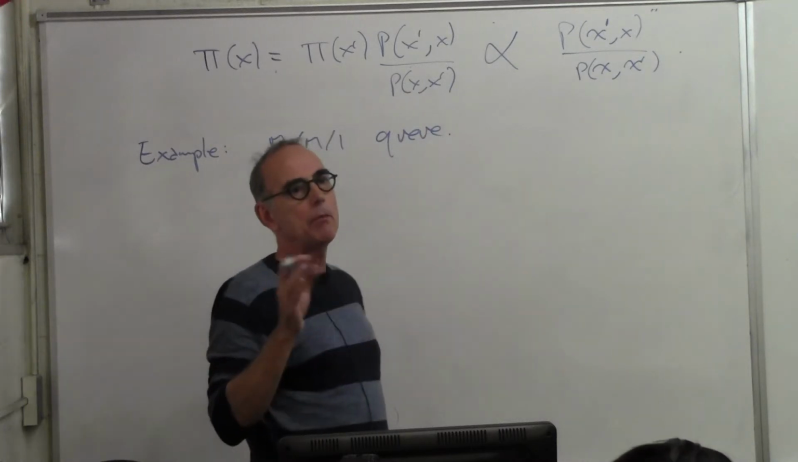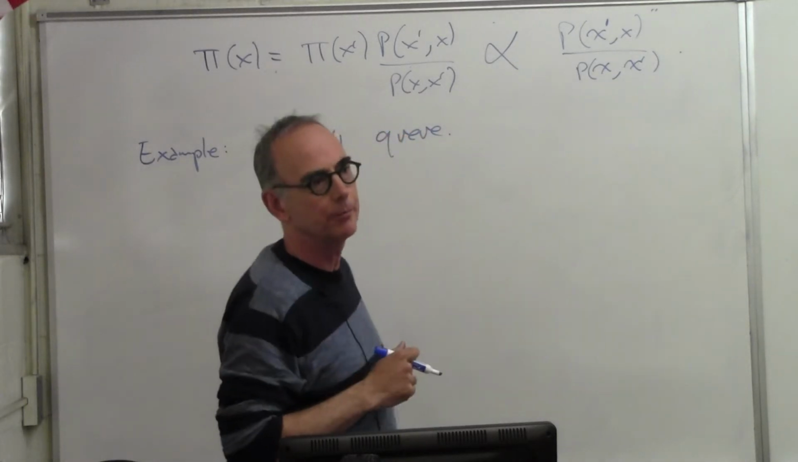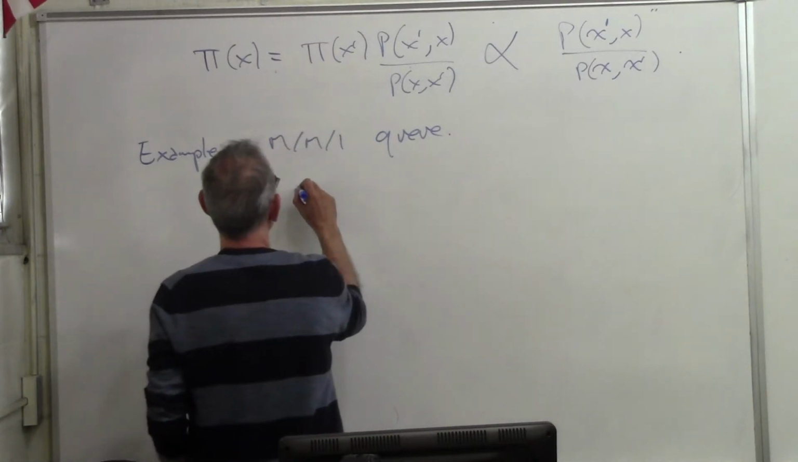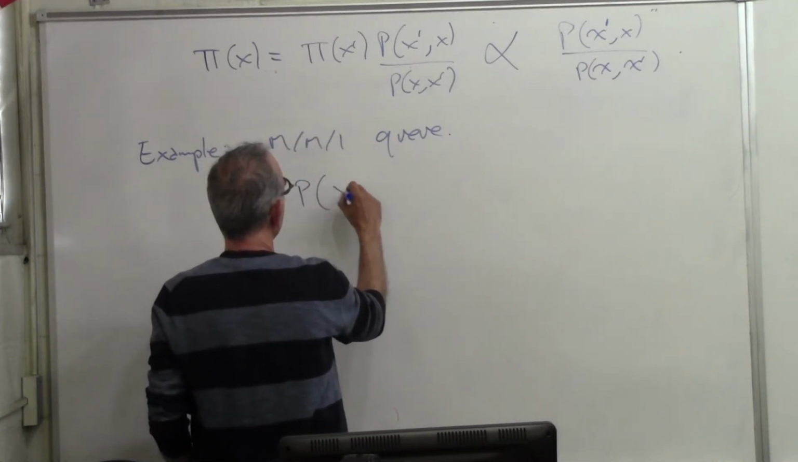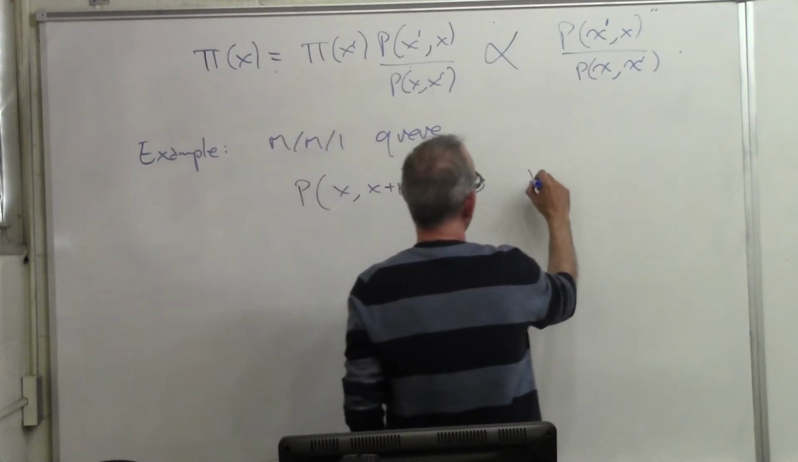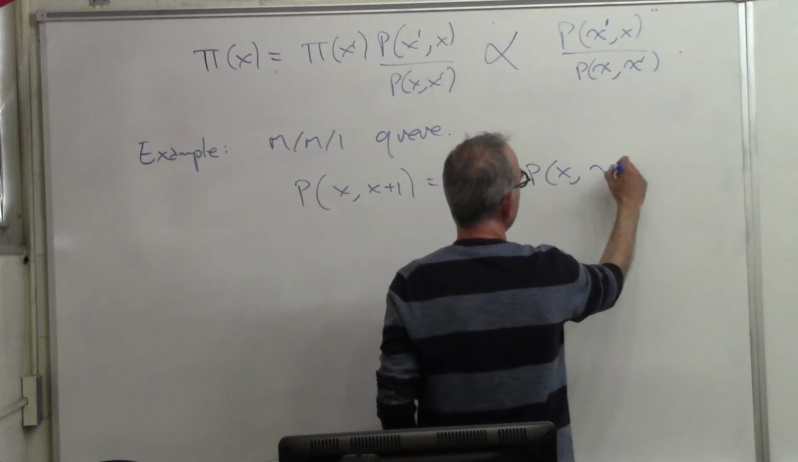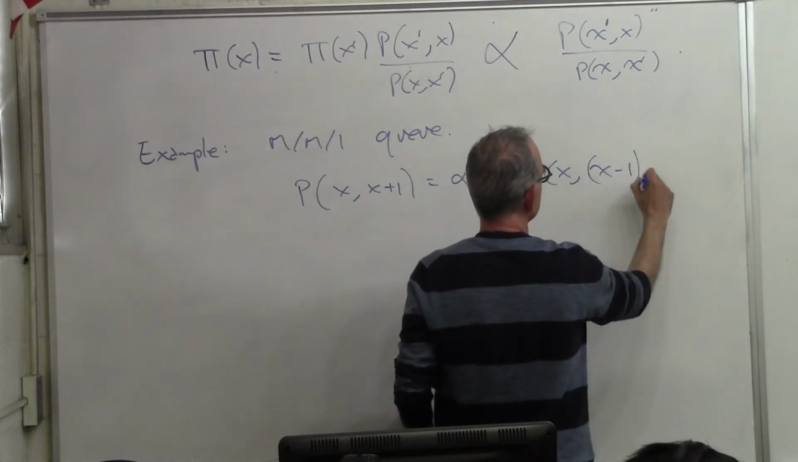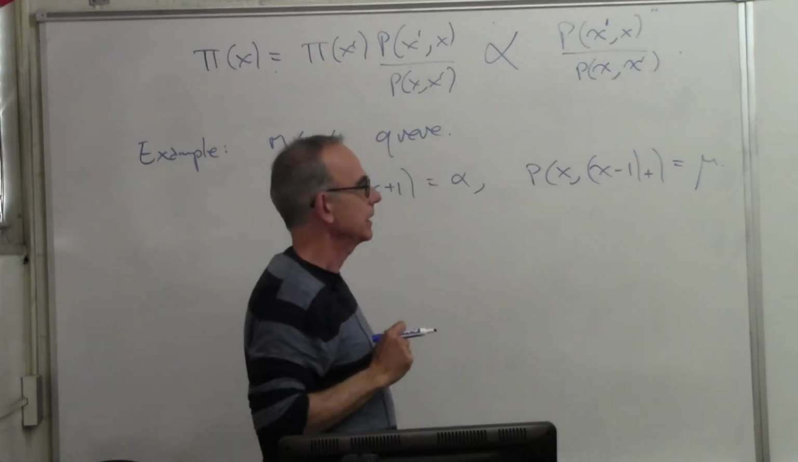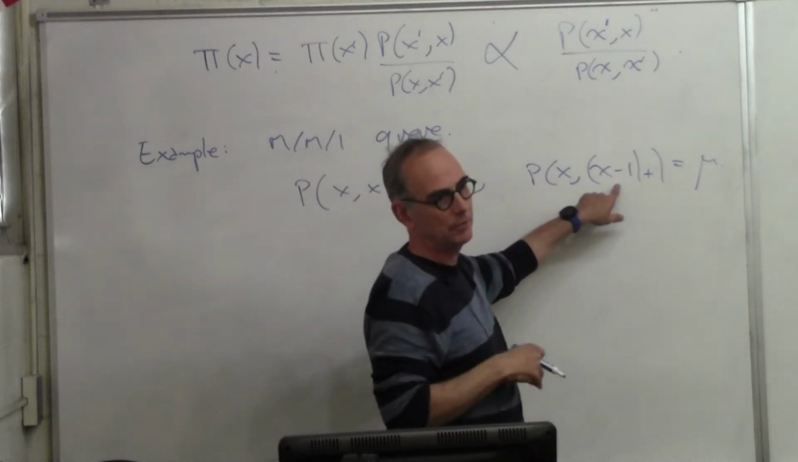So it turns out this MM1Q that I gave you before is reversible, right? So remember what that is. I've got the probability of going from x to x plus 1 equals alpha, and the probability of going from x to x minus 1 equals mu, right? And I put a little plus there because I can't go negative.